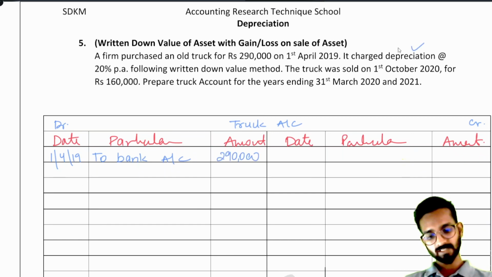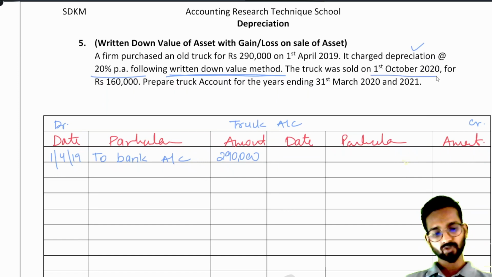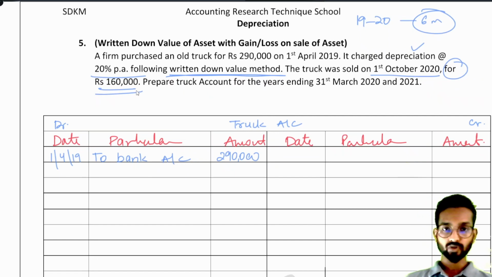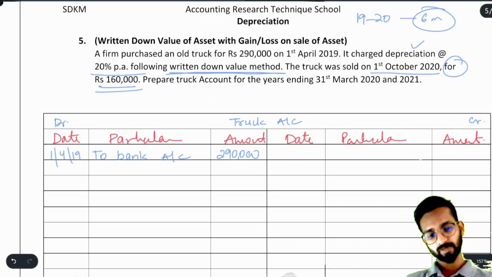It charged depreciation at 20% per annum following written down value method. The truck was sold on 1st October 2020. So we have to reach first till 1st October 2020. The entire 2019 has passed, and for 2020 also 6 months have passed. Only then we are selling the truck. Now understand, they are saying you have sold it for 1,60,000. So we will compare the cost as on 1st October and the selling price as on 1st October. So first we will complete the accounting for 2019.